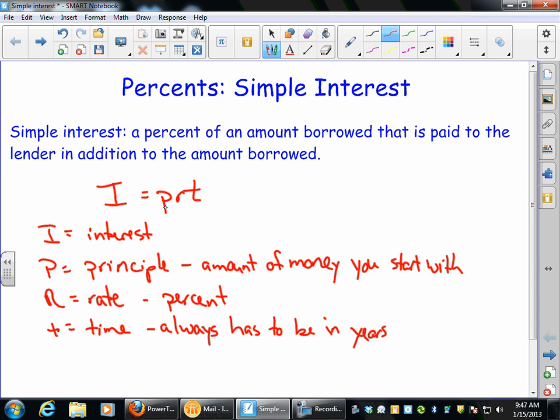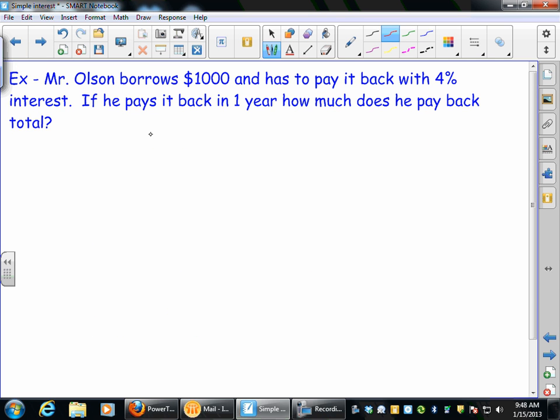But all you do is you use this formula. You plug in your principal, you plug in your rate, you plug in your time, you multiply those together. That's the amount of interest you have to pay. It's that easy. It's that straightforward. So, a couple examples. Mr. Olson borrows $1,000, has to pay it back with 4% interest. If he pays it back in 1 year, how much does he pay back total?